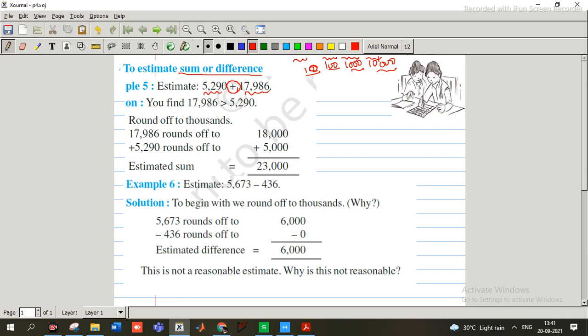For approximating the sum, we first approximate each number individually. The largest number among these is 17,986. Let's approximate it to the nearest 1000. We round it off by taking the maximum value first and then the smallest value, and then we see which digits are common. So these 3 digits and these 3 digits are the same, right? In this way we approximate.